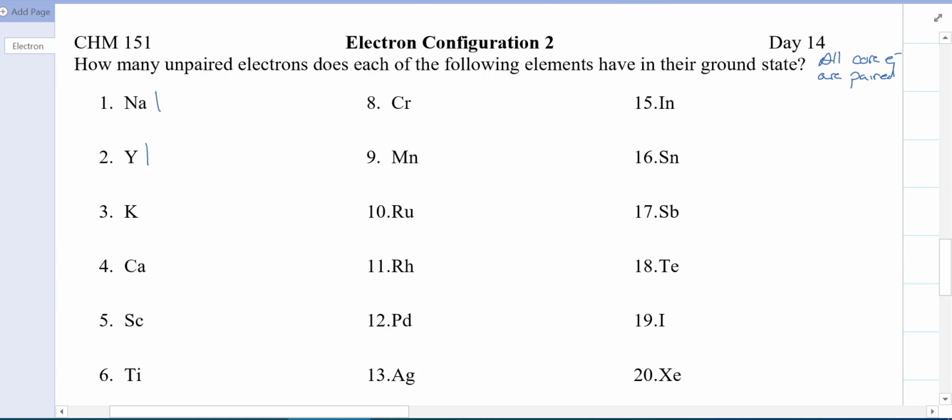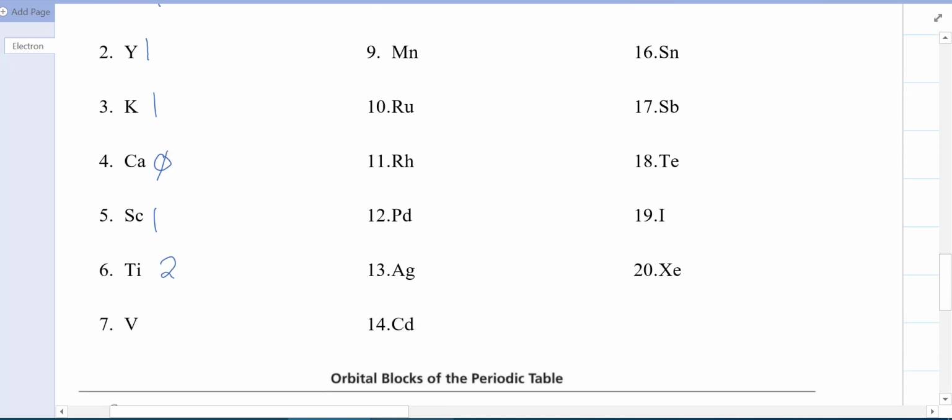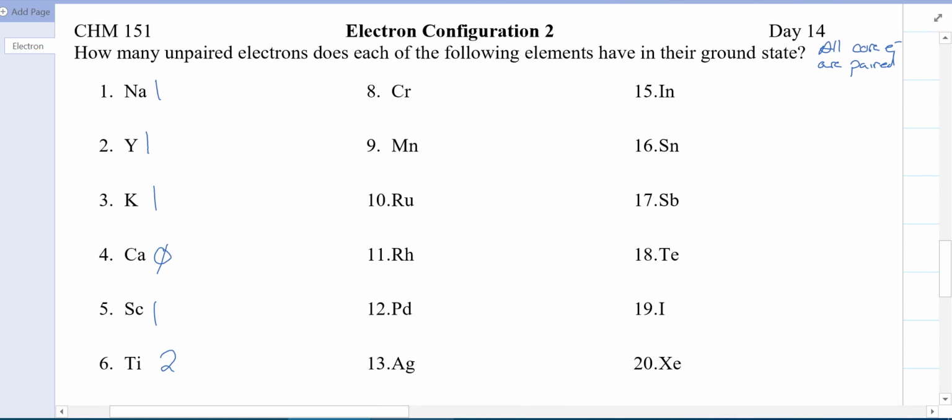So you might have to actually draw the boxes like we did before in day 13 and look at the boxes, the orbital diagram, to do this. Potassium has 1 unpaired electron, S1. S2, 0. Scandium would have 1. Titanium would have 2. Vanadium would have 3, D3. Chromium, now chromium is 4s1, 3d5, so it actually has 6.